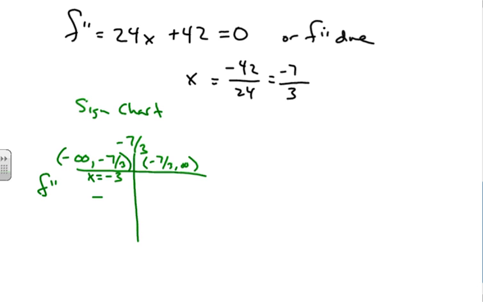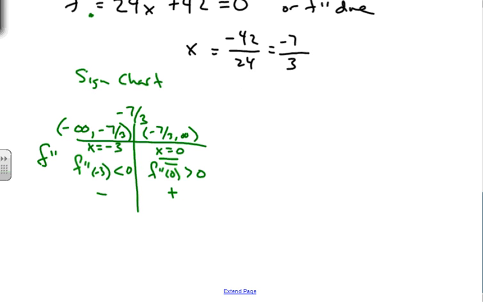The next part is we're going to take a value here, so let's just take 0. Plugging this value into our second derivative, f double prime of 0, we realize we have a value greater than 0, so it's going to be positive. And just so you know what we did over here, we took f double prime of negative 3, and we realized that we had a negative value, so negative.